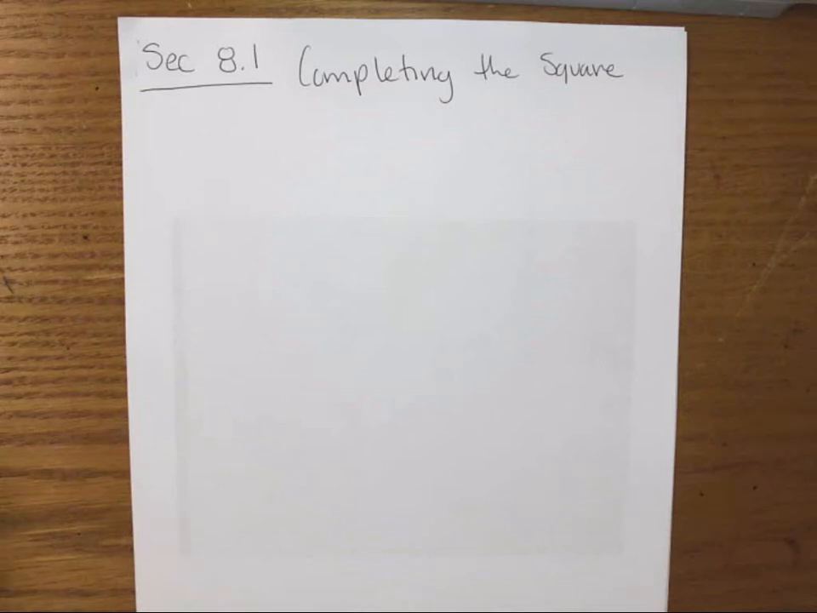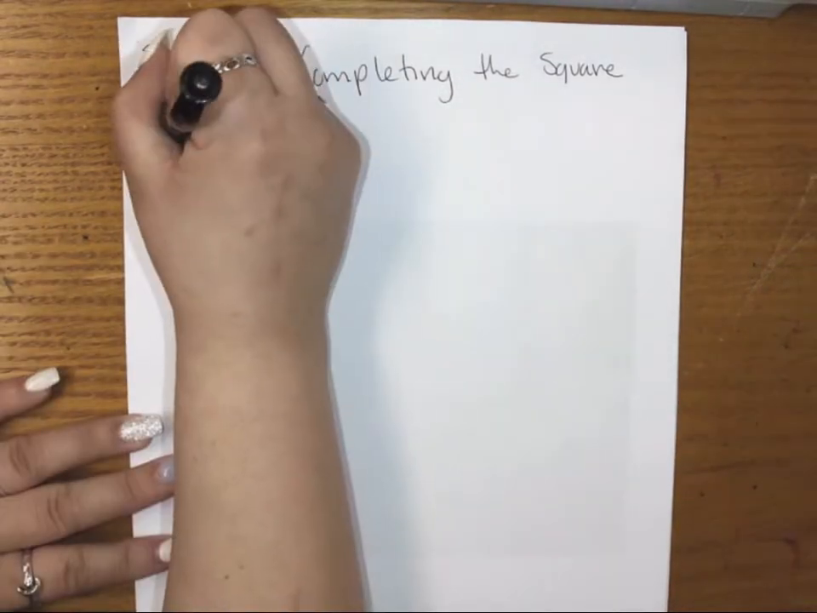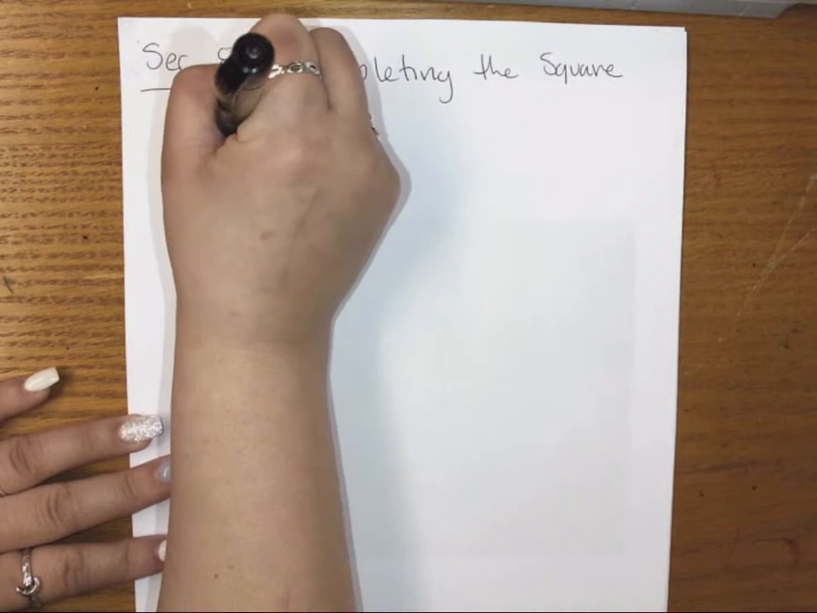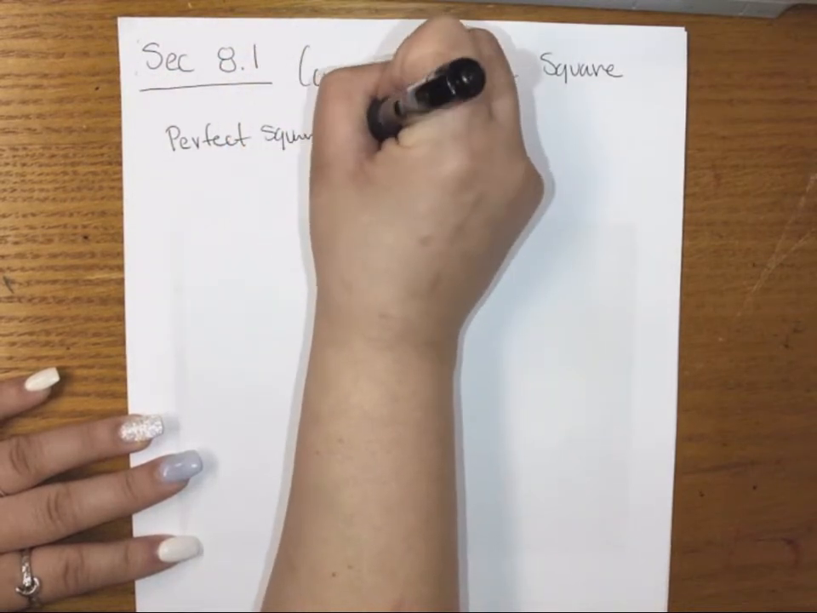Let's take a look at section 8.1. We're going to be completing the square. So what does it mean to complete the square? We have trinomials that we recognize to be perfect trinomials, so we call them perfect square trinomials.